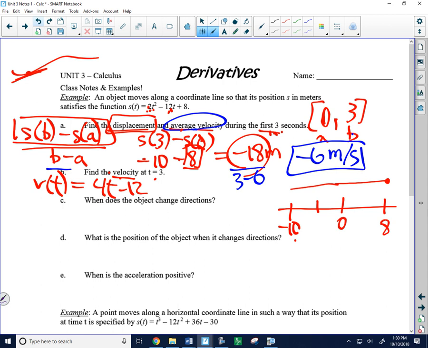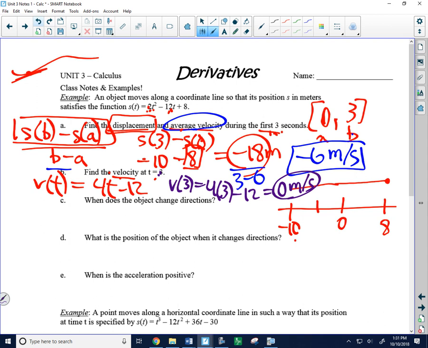So we plug in, we want v of 3. So we're going to plug in 3 there. 4 times 3 minus 12. And we get 12 minus 12, which is 0. So there's a clue. At 3 seconds, it has stopped, or at least it could be just instantaneously stopped, changing direction. Or perhaps it stops and it's going to stay there. But it could stop and then keep going. Probably going to change direction.